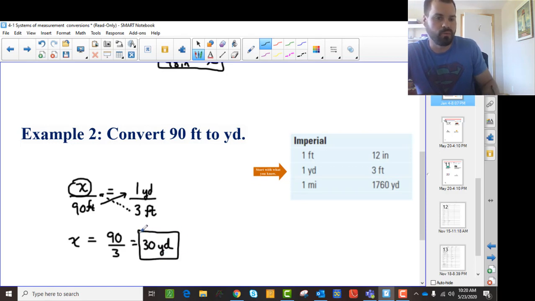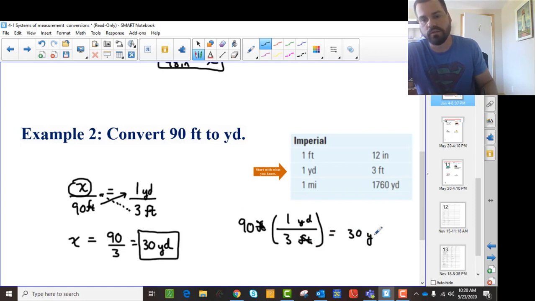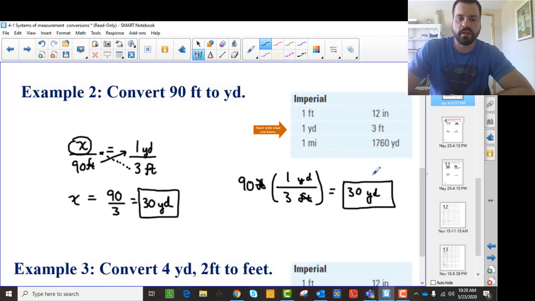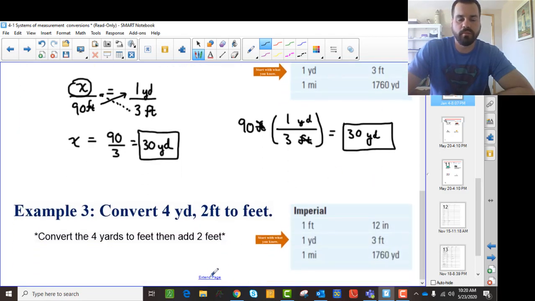The other way, again, just to show you, because I try to give you a couple of methods so you might find one makes more sense to you than another. If I have 90 feet, we can convert that by saying there's 3 feet in a yard. We put the feet on the bottom and yards on the top so that the feet divide out, and 90 divided by 3 is 30 yards. So you can do it either of those 2 ways. You will always get the same answer. Both methods work. So that's how you convert between the units in the imperial system.